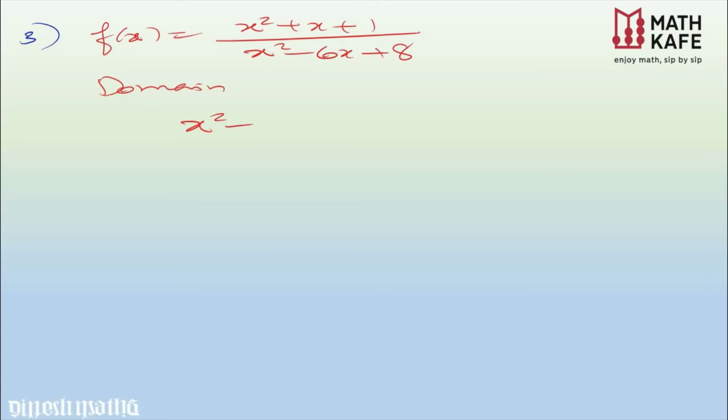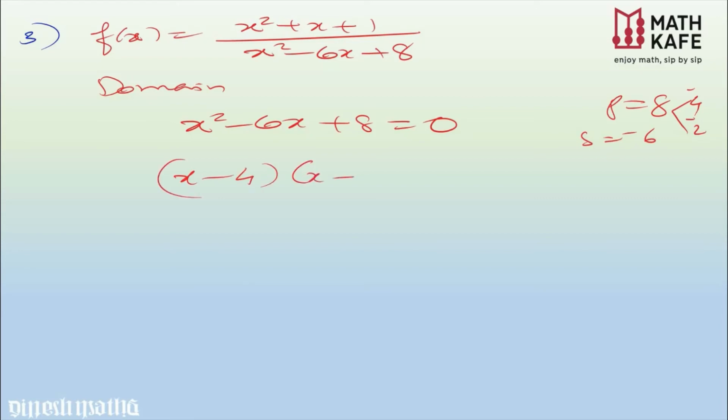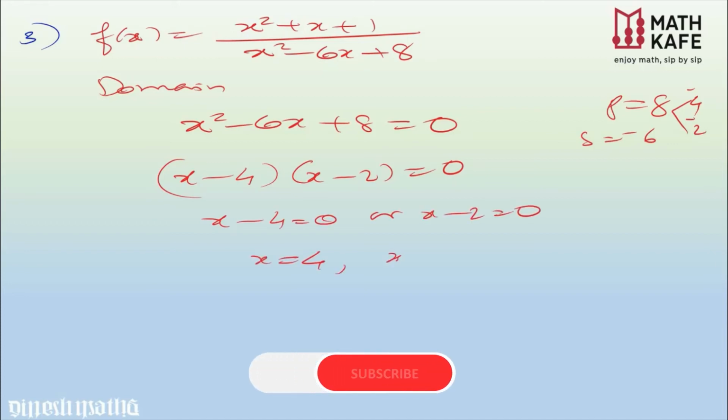The denominator should not be 0, so equate it with 0 and factorize it. The product is equal to 8 and the sum is equal to negative 6, and you know the numbers are 4 and 2 with a negative sign. So this is x minus 4 into x minus 2, which will give you 0. Product is 8, that is why minus 4 and minus 2, and minus 4 plus minus 2 is minus 6. Now this gives you x minus 4 equal to 0 or x minus 2 equal to 0. x is equal to 4 or x is equal to 2.